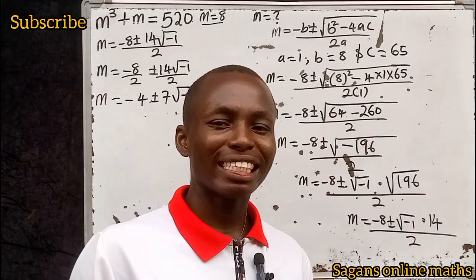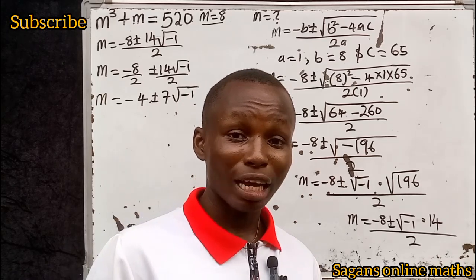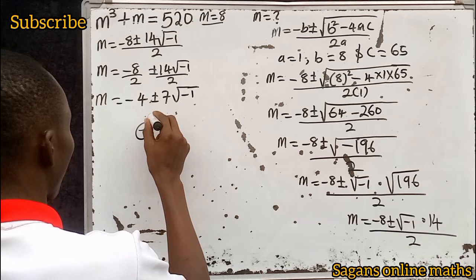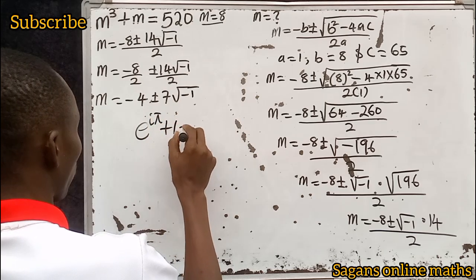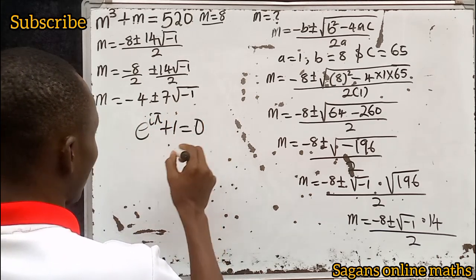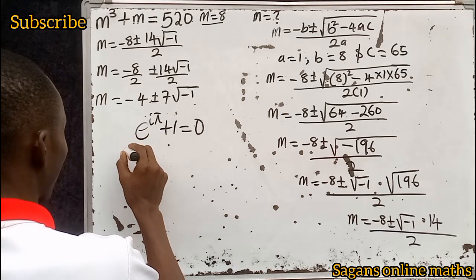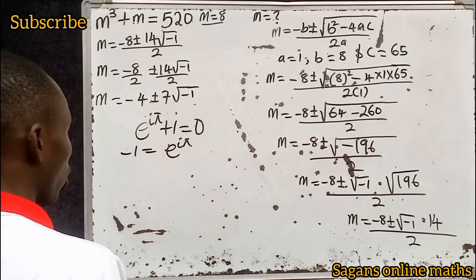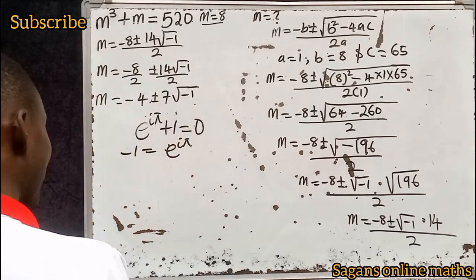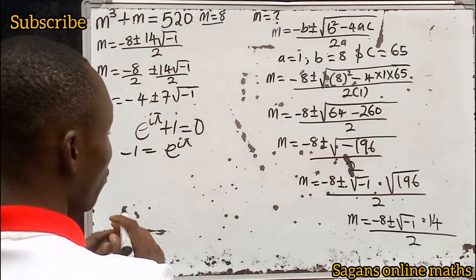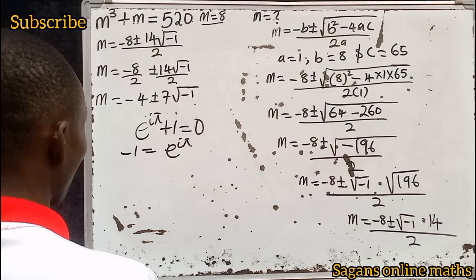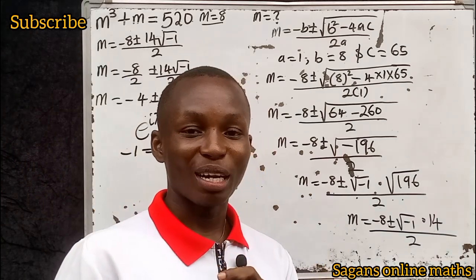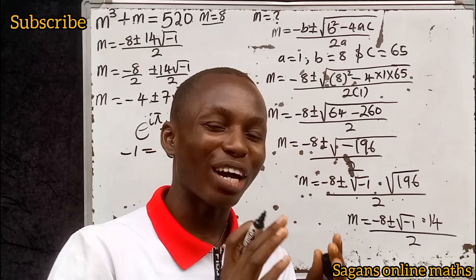But I want you to understand this. I heard about Euler's identity. Now let's work with Euler's identity. Euler's identity states that e to the power of i pi plus 1 is equal to 0. It means that minus 1 is equal to e to the power of i pi. This is one of the properties of Euler's identity, one of the beautiful parts of mathematics. But take note that root minus 1 is equal to i, which is a complex number. But Euler's identity makes it very simple and interesting for us.